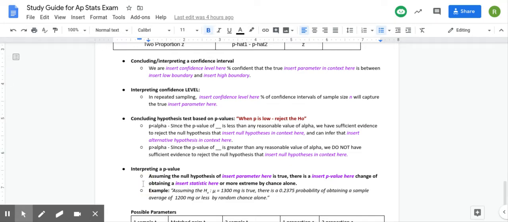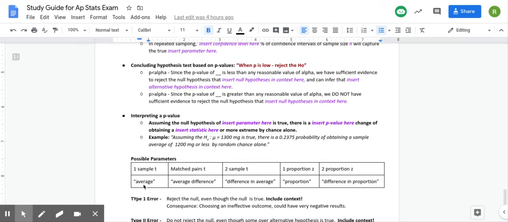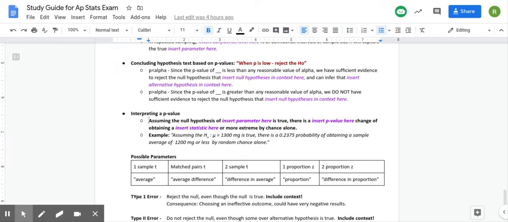I would bet that this last part over here, interpreting a p-value, will be on there. So just be ready to have this sentence here. Assuming the null hypothesis is true, that's a very important part. The phrase insert parameter here means that assuming the null hypothesis that 70% of AP Stats students studied the night before the test is true, something like that, that has the actual context of what you're testing in there.